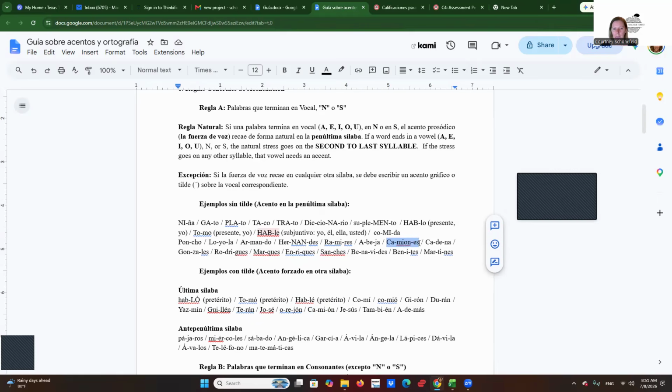Well, now it ends in an S, so it's still the same rule, but we added a syllable. So now we are stressing the second to last syllable. It no longer needs an accent mark. So all of those ION words need an accent mark on the O, no accent mark when they become plural.